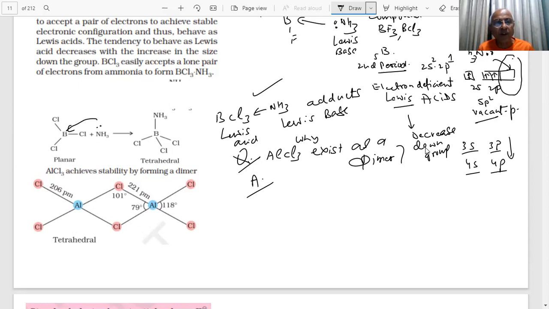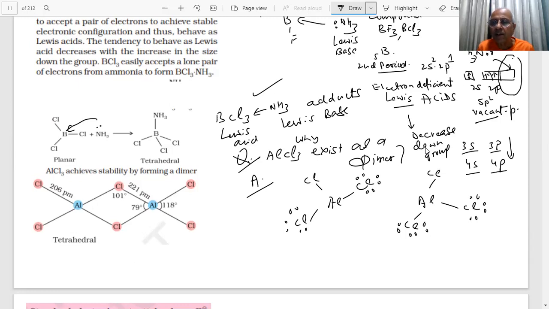What do you mean by a dimer, student? AlCl3, two molecules. Cl, how many? 1, 2, 3, 4. This has got 1, 2, 3, 4, 5, 6. Now another is coming. 1, 2, 3, 4. Now this is the story of AlCl3. They are electron deficient. What will happen then? This can give a lone pair of electrons to this. This can give, because aluminium has a vacant orbital. Which one? 3p. Yes, sir.